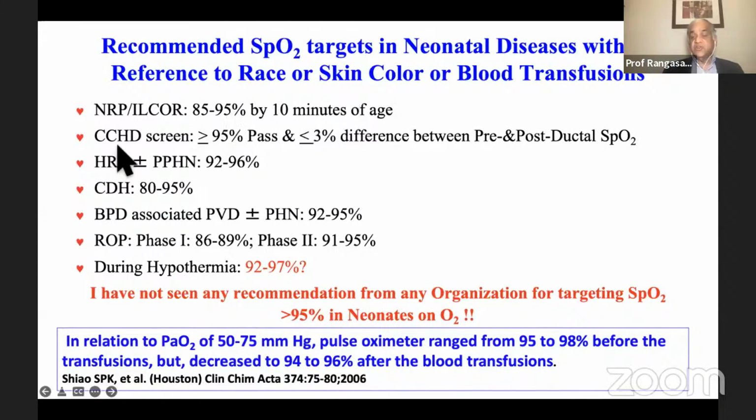Congenital CCHD screen, if the baby is 95 or greater, baby passes. And then the pre and post difference less than or equal to 3%, right? Hypoxemic respiratory failure with PPHN, most guidelines recommend 92 to 95 or 96. Diaphragmatic hernia, just heard from Dr. Satyan, 80 to 95%. BPD associated pulmonary vascular disease with hypertension, 90 to 95. The BPD consortium and European consensus guidelines.